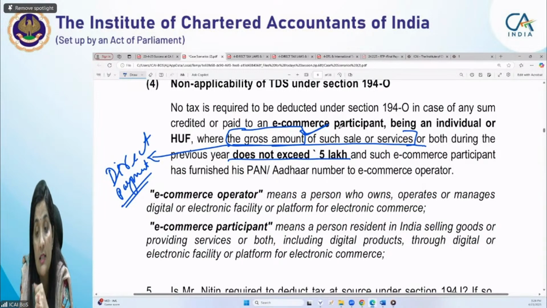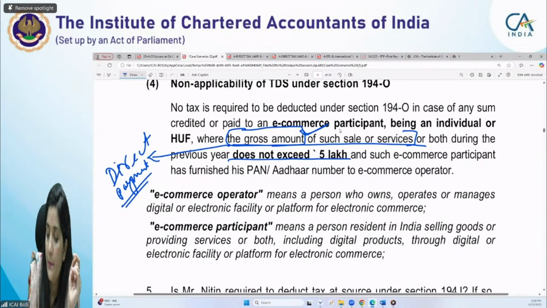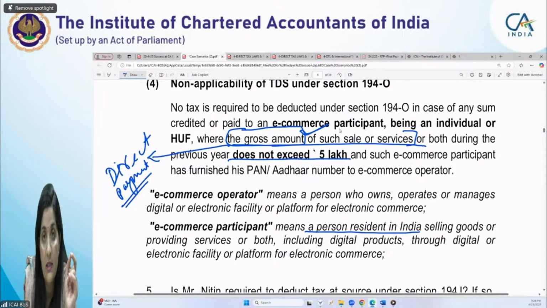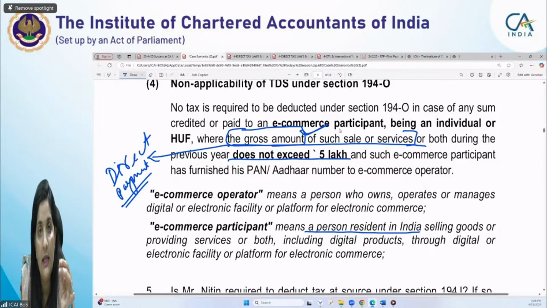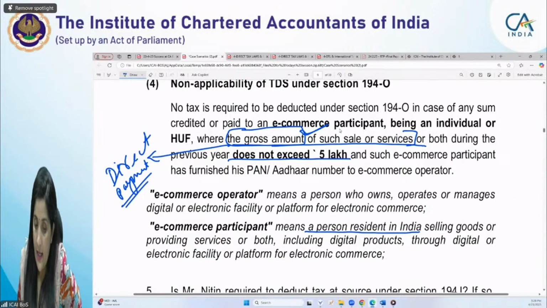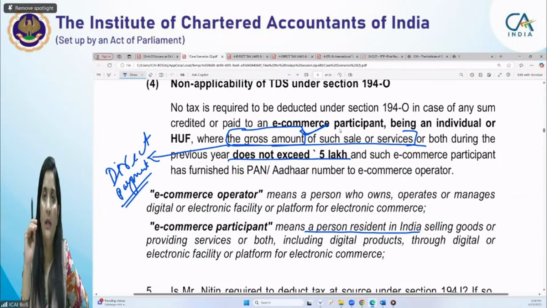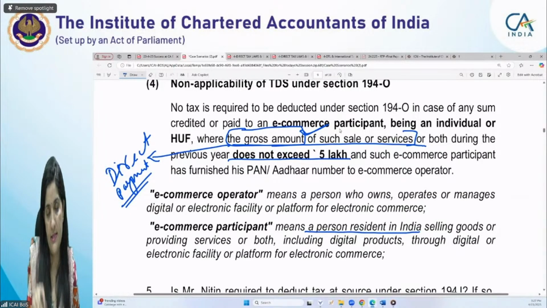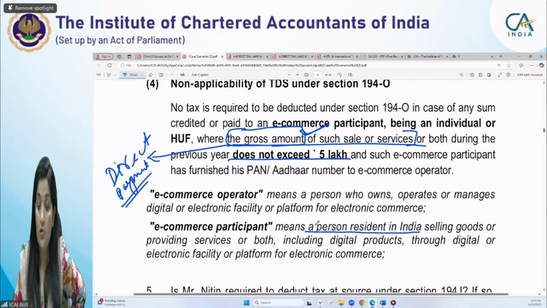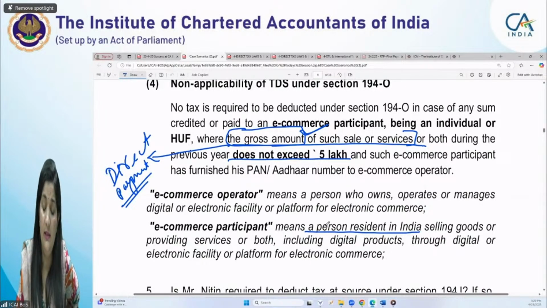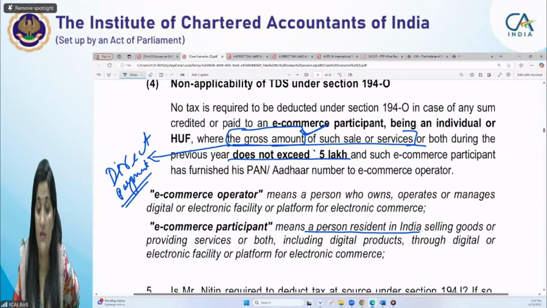When the e-commerce participant is a non-resident. Clearly they are saying the e-commerce participant is a person resident in India. The e-commerce participant should be resident in India, then only the provisions of section 194O will be applicable. ठीक है, this is important. देखना है अगर वो नॉन रेजिडेंट है तो 194O नहीं अट्रैक्ट होगा, but if it is a resident, then only 194O will be attracted. So in our case the participant is a resident only. अगर क्वेश्चन में इंफॉर्मेशन दो, definitely it's resident only. नॉन रेजिडेंट हो तो क्वेश्चन will specifically specify it.